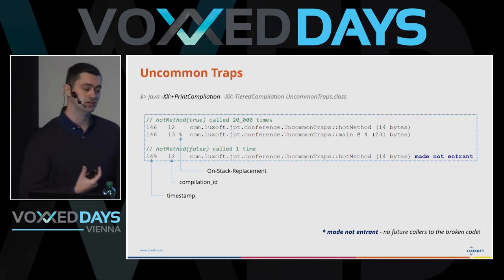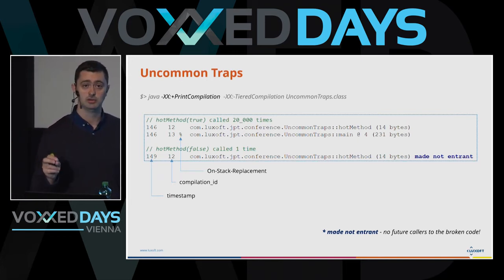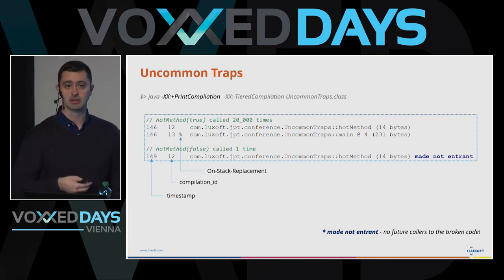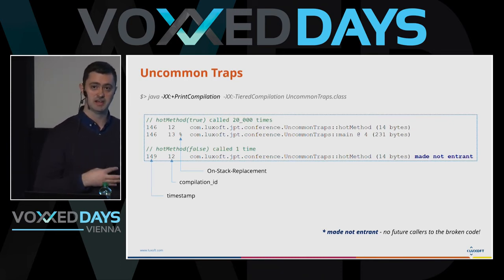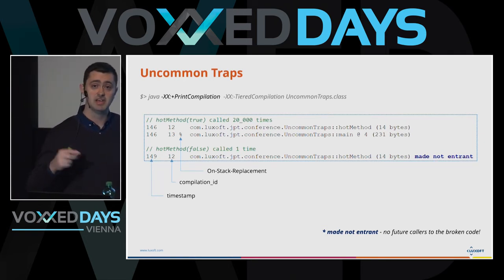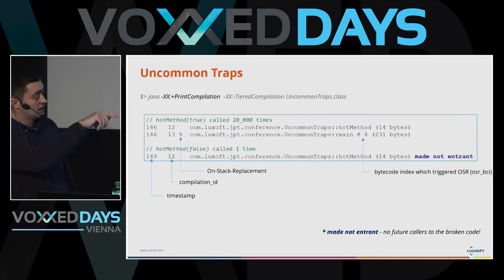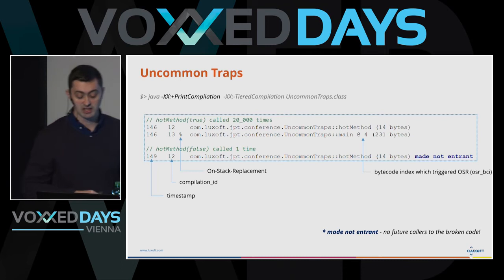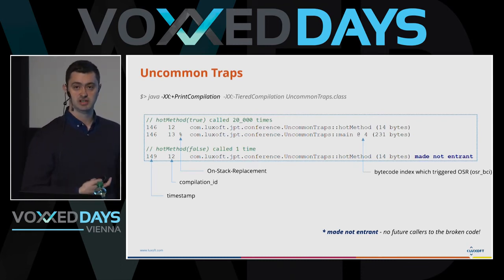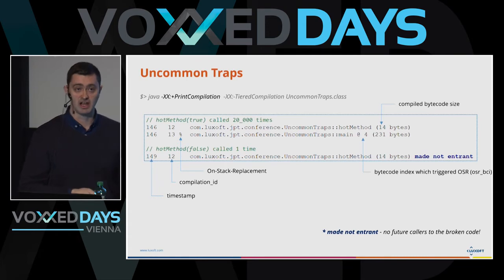What's on-stack replacement? For example, if you have a method and inside that method you have a long-running loop, that long-running loop could trigger the compilation for that method. This is the context of on-stack replacement. What happens during the runtime is that the stack frame is replaced by a native stack frame on the stack. Another thing is this around 4, which is mainly the bytecode index which triggered the on-stack replacement. So it corresponds to this percentage and the number of bytes that got compiled.